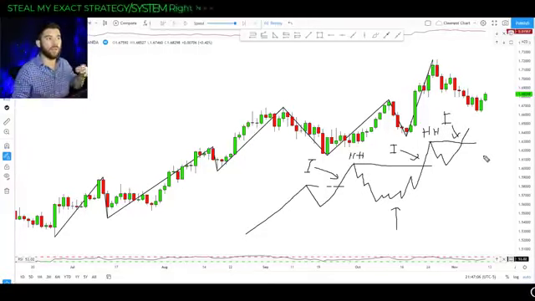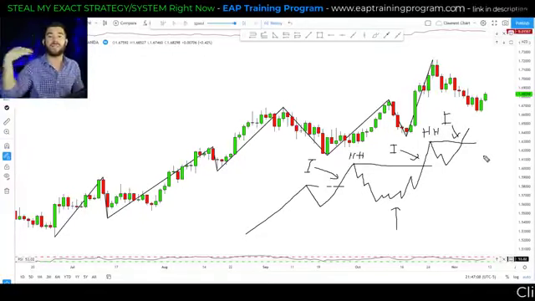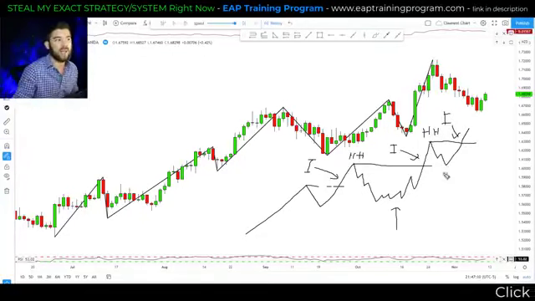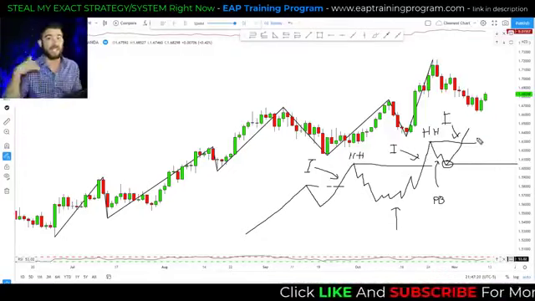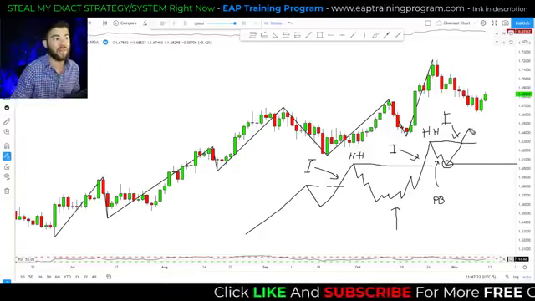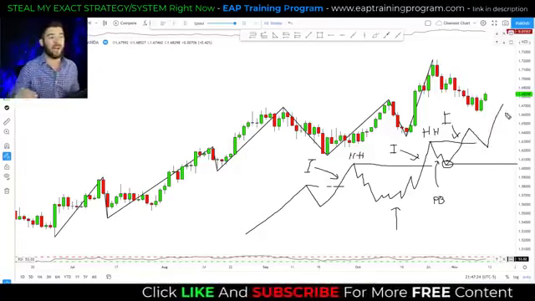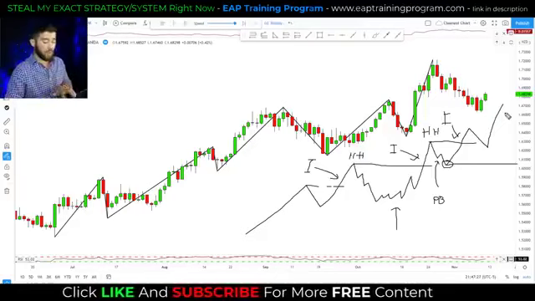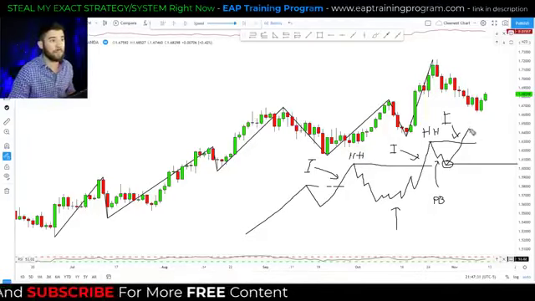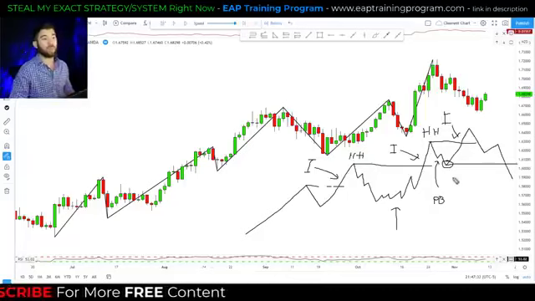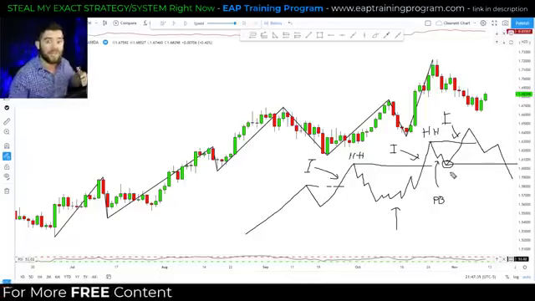At this point, what level cannot be broken for us to continue this uptrend? We cannot see the low of our pullback broken. Where's the low? That's the lowest point price got to in this pullback. As long as the market stays above that level and continues making higher lows and higher highs, then we're still in an uptrend. What we do not want to see is the market come down and break below that previous low of the previous pullback.